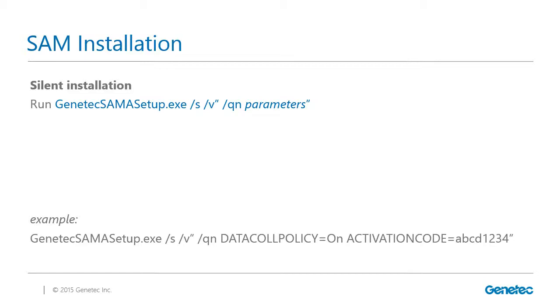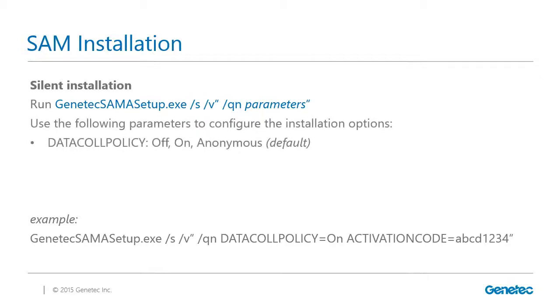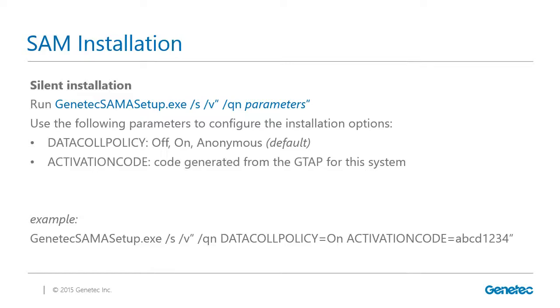I want to just take a minute to touch on the silent install method that can be used instead of the manual install that we just did, in case you have multiple servers to do, for instance. To run the silent install, you'll need to run the Genetec SAMA setup executable with the following parameters in the command line. The data call policy can be set to off, on, or anonymous, which is the default value if not specified. If it's set to on, we can use the activation code parameter and assign the value generated from the GTAP. This can also be left out and configured later on. The FO parameter is the connection string we use to connect to the REST service.